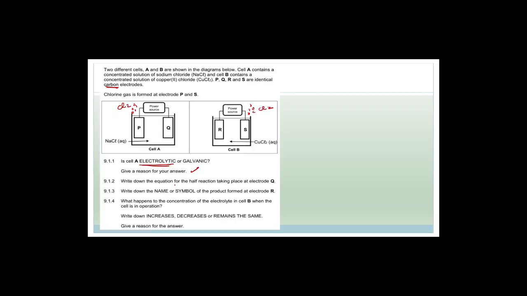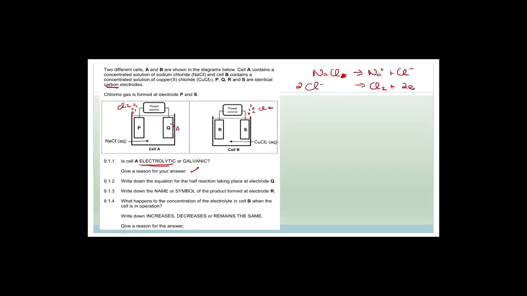Now it says, write down the equation for the half reaction taking place at Q. Okay, so do you agree we've got NaCl, which is breaking up into Na+ ions plus Cl minus ions, okay? It says cell A contains a concentrated solution of sodium chloride. We know that at this half of the reaction, the Cl minus is joining up to form Cl2, and it's giving away 2 electrons, and there's 2 of them. So that is what's happening here, is that we are forming chlorine gas. So obviously this is giving away electrons, so this one here must be accepting electrons, okay?